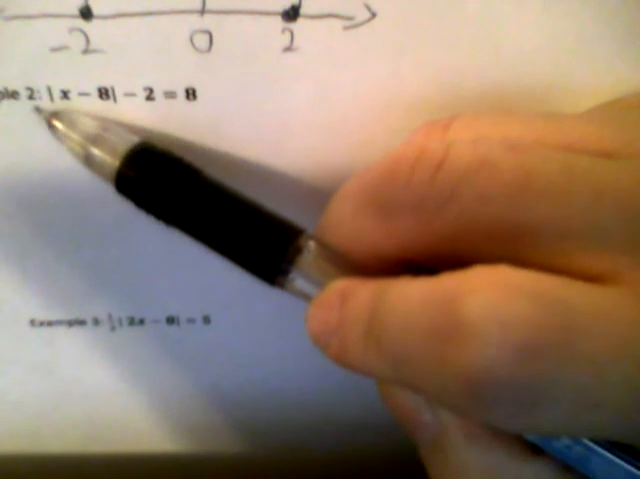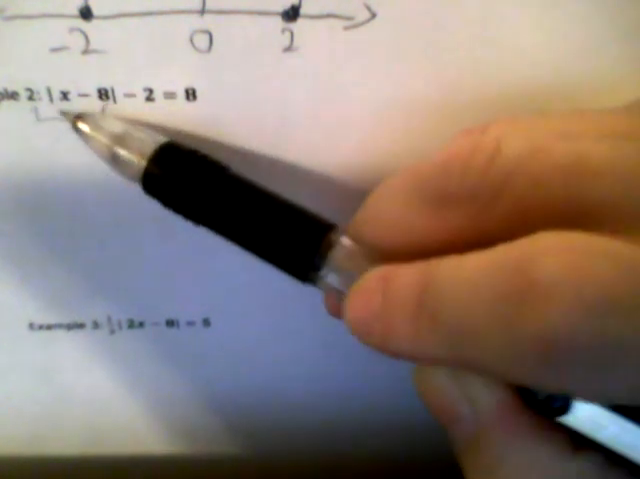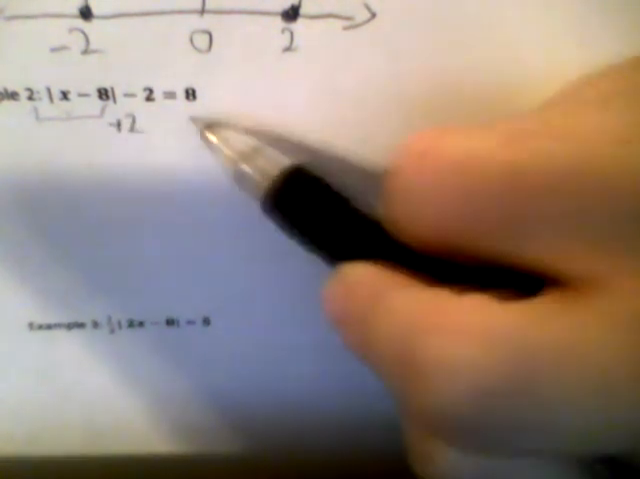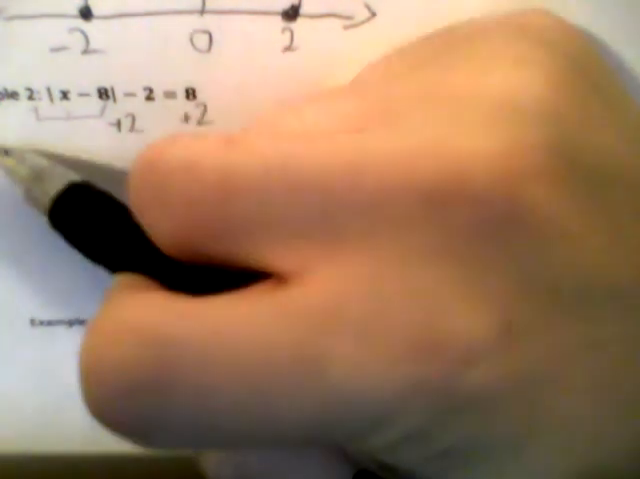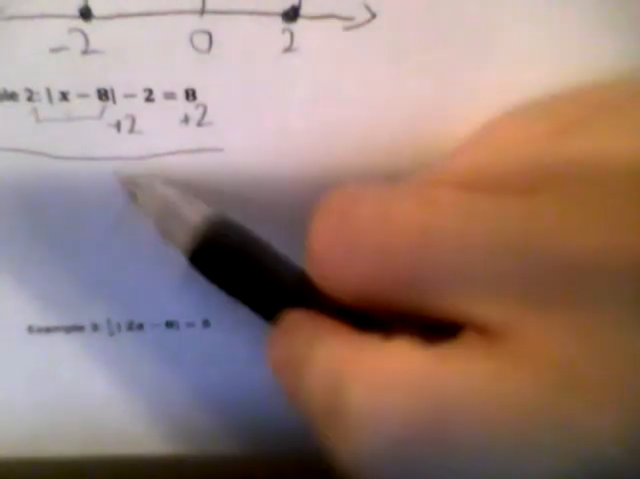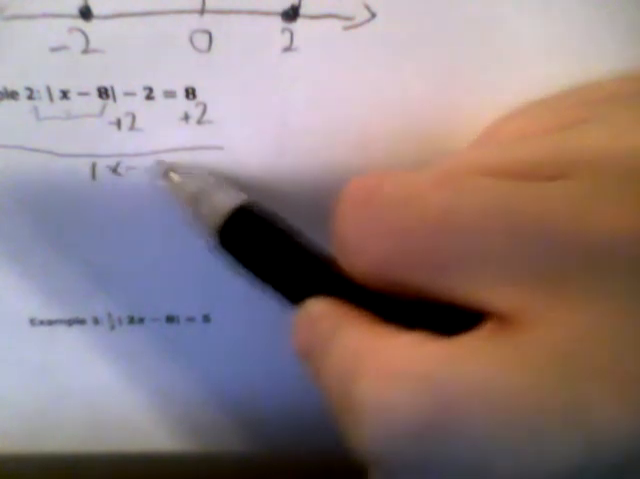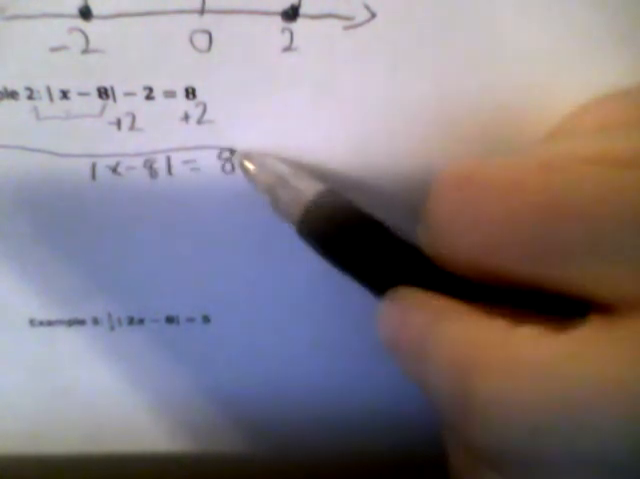So the next example is the absolute value of x minus 8, minus 2, is equal to 8. So again, first thing I have to do is isolate the absolute value expression. So my absolute value expression is going to be the absolute value of x minus 8. So I'm trying to isolate this piece right here. So the first thing I have to do is add 2 to both sides. So I add 2 over here, and I also have to add 2 over here. So now I have the absolute value of x minus 8 is equal to 8.